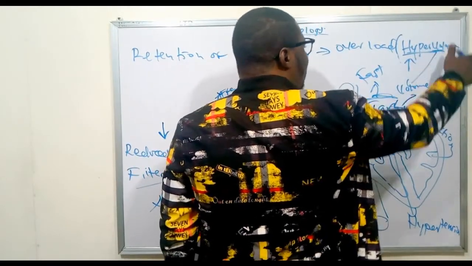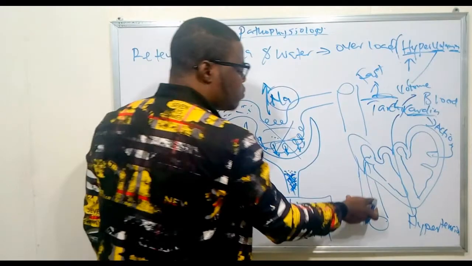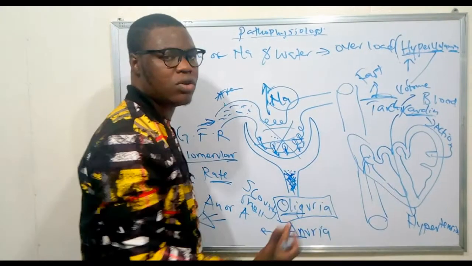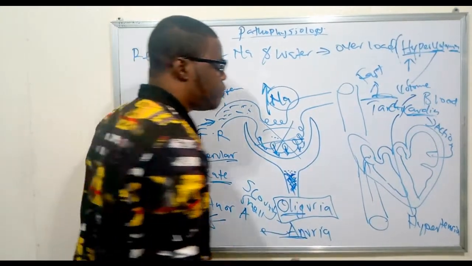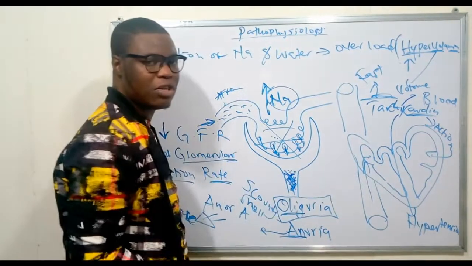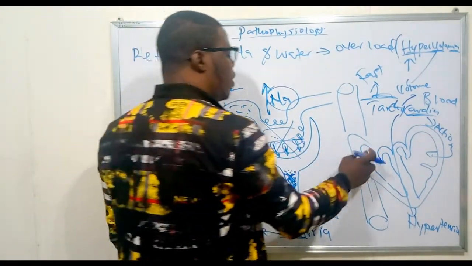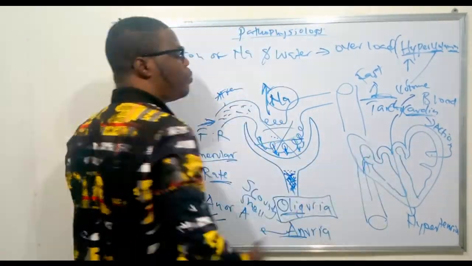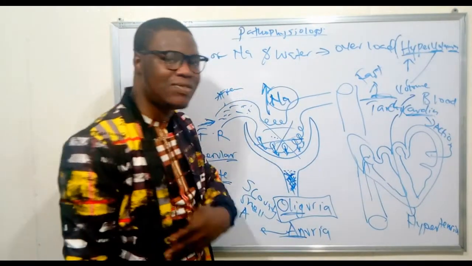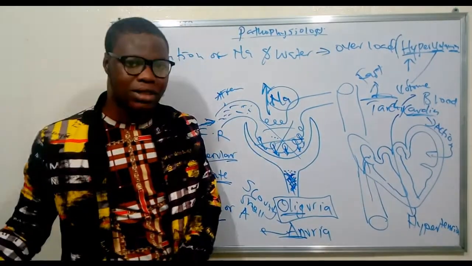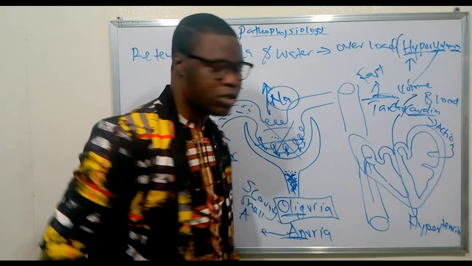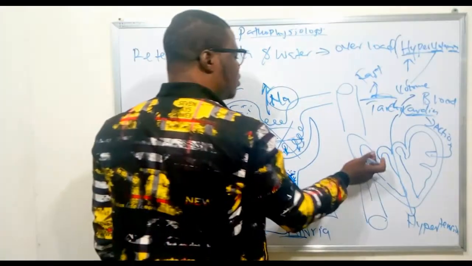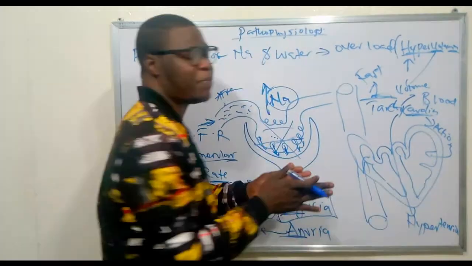So after hypervolemia sets in, it means there is going to be increased cardiac return, or increased venous return. So there will be a lot of blood coming back to the heart. That's the meaning of increased venous return. And when that occurs, the heart will want to pump at the rate at which it is receiving. Because a lot of blood is entering the heart, the heart will increase its pumping activity.